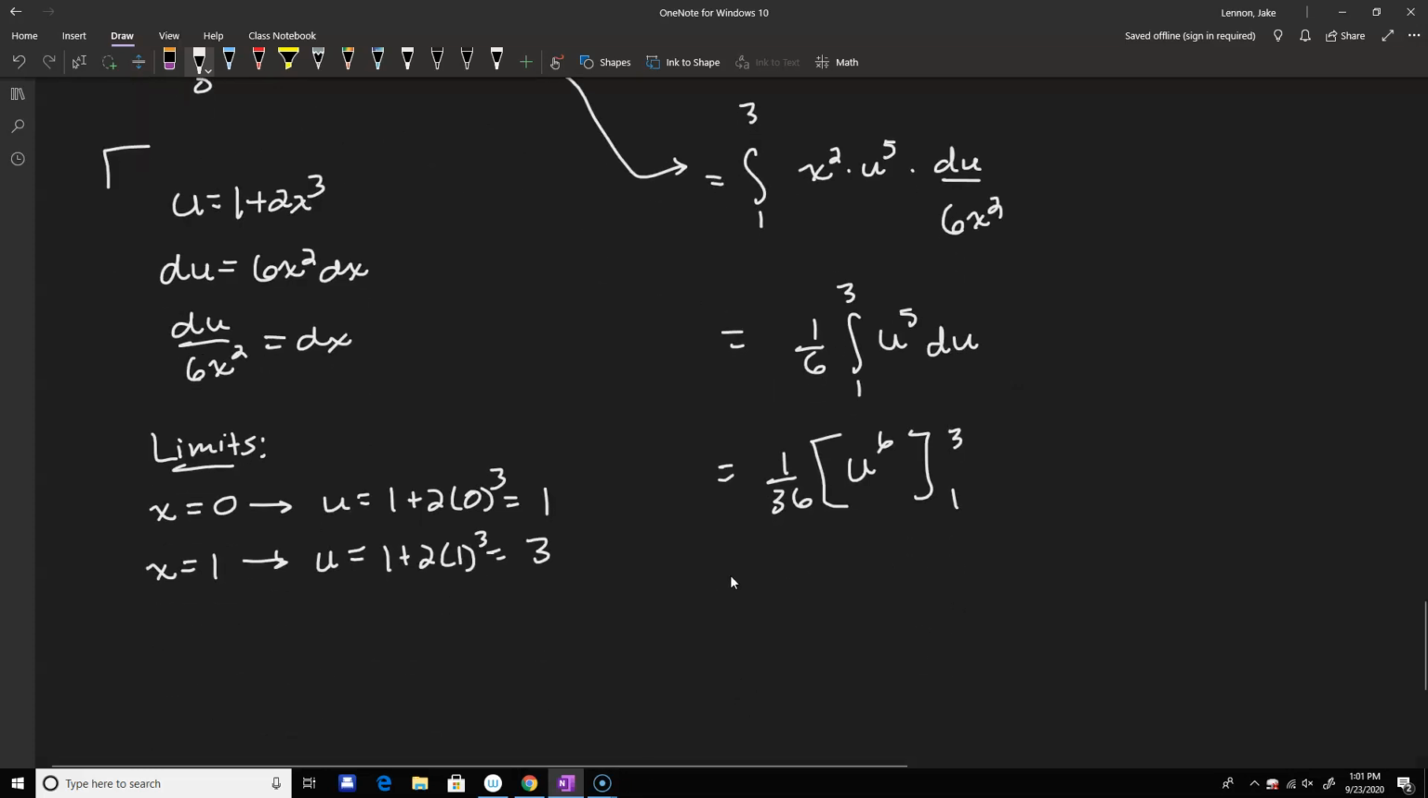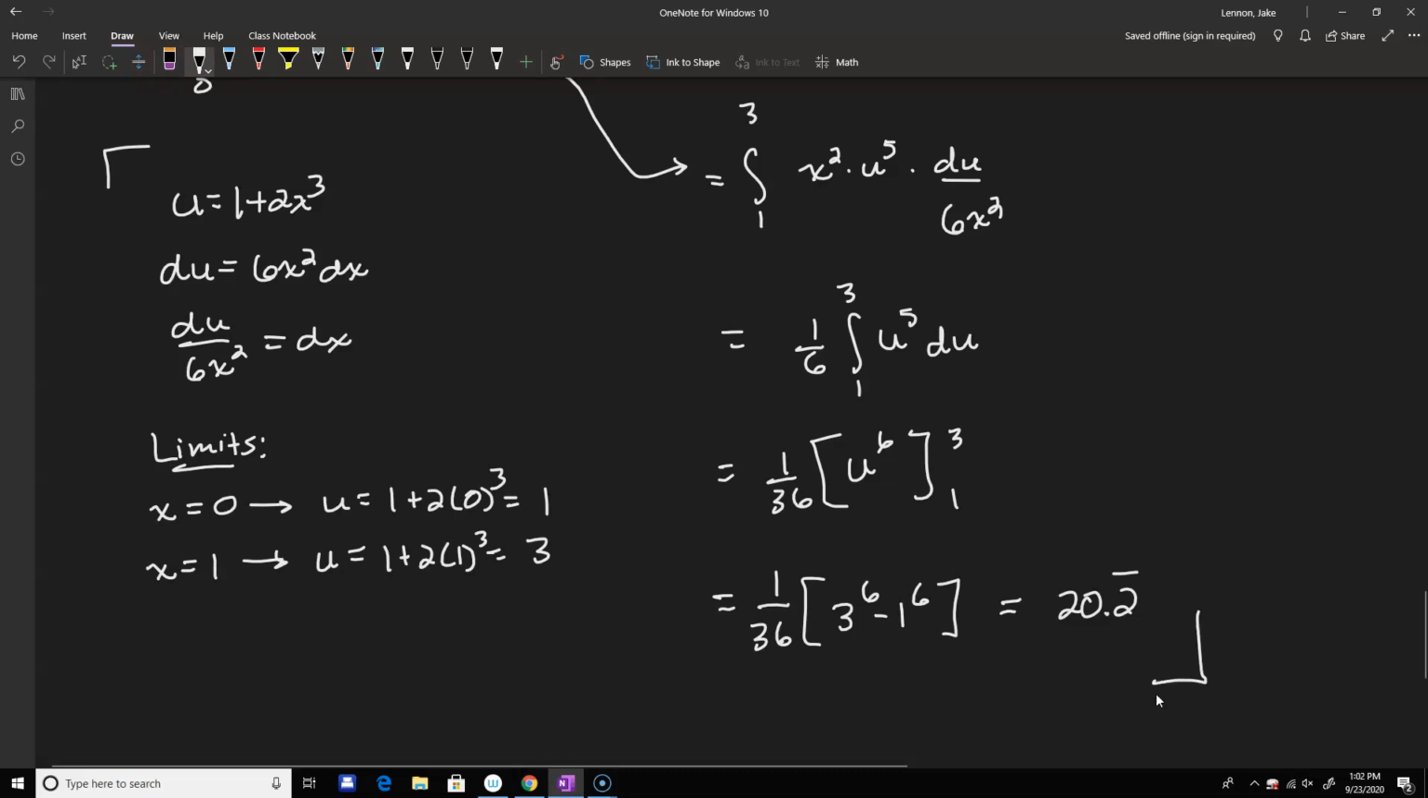So now we can evaluate that. We have 1 over 36, and we have 3 to the 6th power minus 1 to the 6th power, and that comes out to 20.2 repeating. So that's exactly what that is. So it shouldn't be a squiggly equals. It's a regular equals.